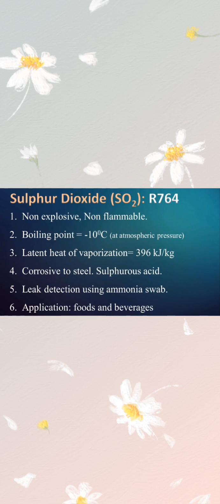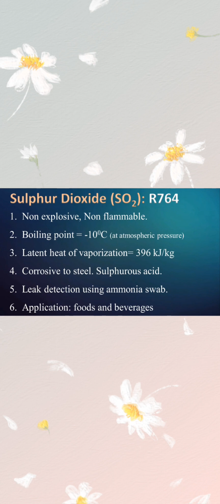Sulfur dioxide. It is also a non-flammable, non-explosive gas. It has a boiling point of minus 10 degrees Celsius at atmospheric pressure. It has a latent heat of vaporization of about 396 kJ per kg at minus 15 degrees Celsius. It is hazardous to flowers and plants but useful for food preservation. Leak detection of SO2 gas can be done by using soap solution or by using an ammonia swab. There are other natural refrigerants like air, which is used as a refrigerant in aeroplanes. As you know, water or ice is also used as a refrigerant for a long time.